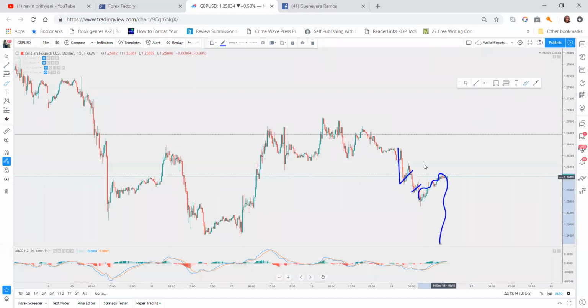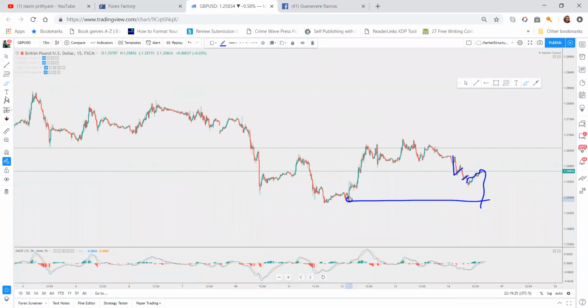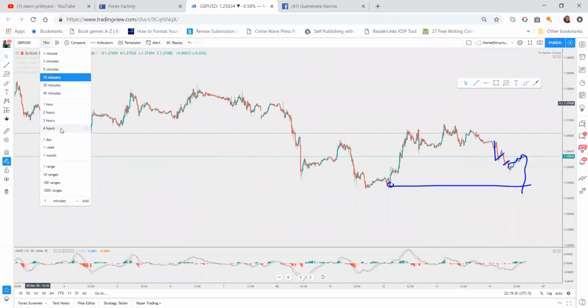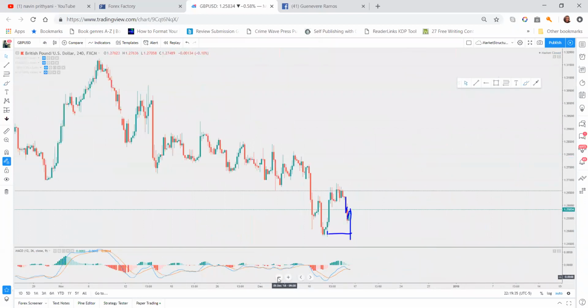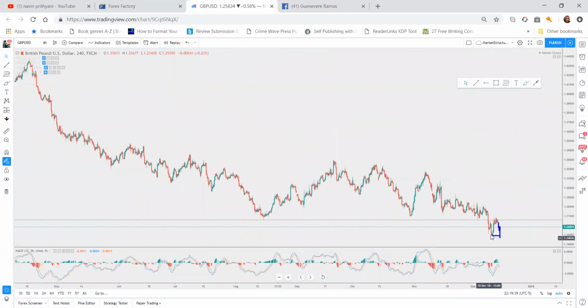Does that make sense? Why I'm expecting it to come back down? So it could come down to here because you had a big push up here. And if you look on a higher time frame, see it's attempted to break up there and it's come back down for the retest, and it's been falling a long time. So that would be a good buy whenever it happens.